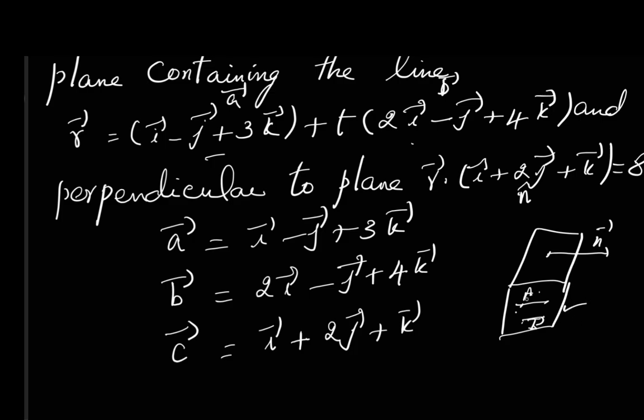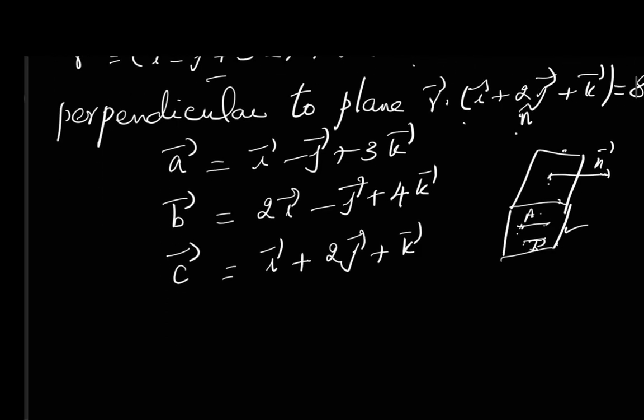See, here we have the plane. This is the required plane. It contains the line, so it contains the point as well as the parallel vector. And also this is perpendicular to some other plane. That plane equation is given here. So that plane contains the normal vector. The normal vector is perpendicular to this plane. At the same time, this normal vector is parallel to our required plane. So this is a rough diagram. You can understand the problem. So we have the point vector A and two parallel vectors. The question is, you have to find the parametric form.